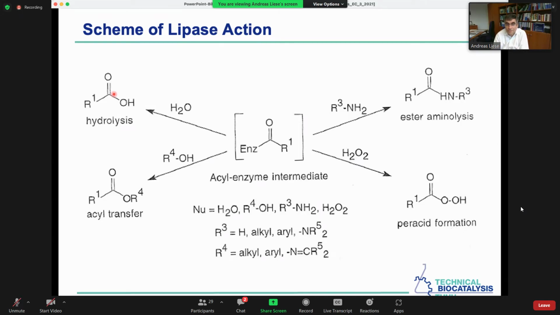But alternatively, we could also use an amine, and then we end up with an amide, with an aminolysis, for example. Or if we add hydrogen peroxide, we form the peracid. Or if you have another alcohol, we do a transesterification, ending up with a different R here. So you see, we just need a nucleophile, but historically this enzyme class 3 is named hydrolases because it was historically just found that this reaction was running with water. Okay?